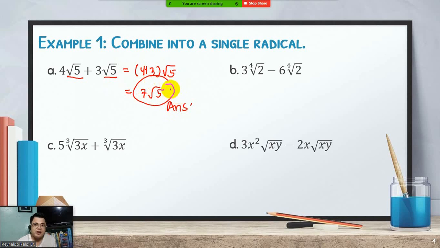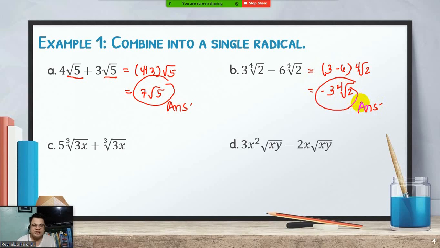They are similar radicals because they both have a radical of fourth root of 2. So what we have to do is to subtract the coefficients. 3 minus 6 fourth root of 2. And 3 minus 6 is negative 3. Then put the radical, fourth root of 2. Therefore, this will be your difference or the answer.